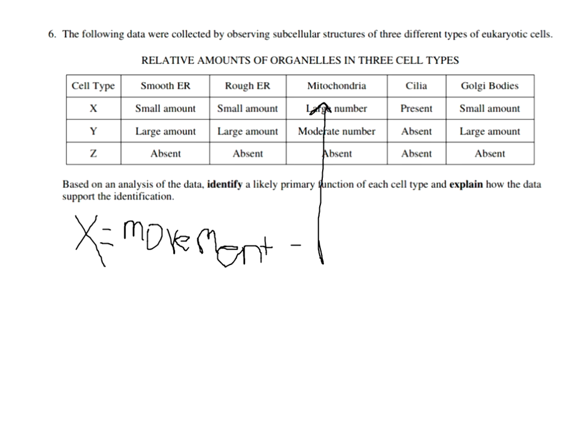Now, what about Y? Y has a large amount of smooth ER, a large amount of the rough ER, a moderate number of mitochondria, no cilia, but a large amount of Golgi bodies. So what might be something that you might see this cell doing? This one I found would be a little bit more difficult to think about because it's kind of vague.